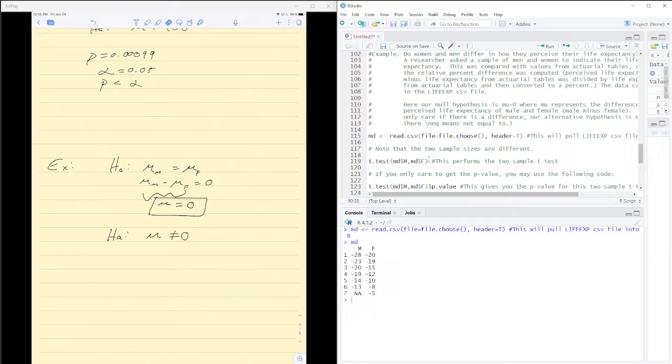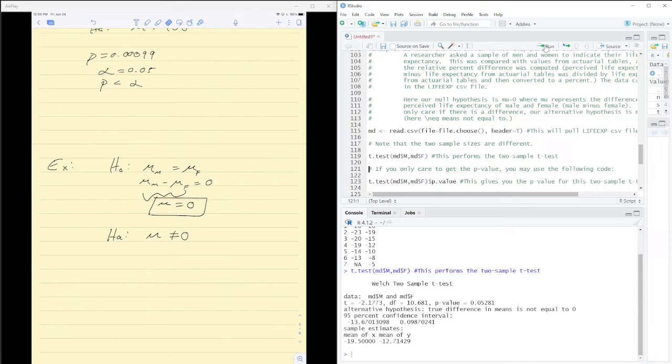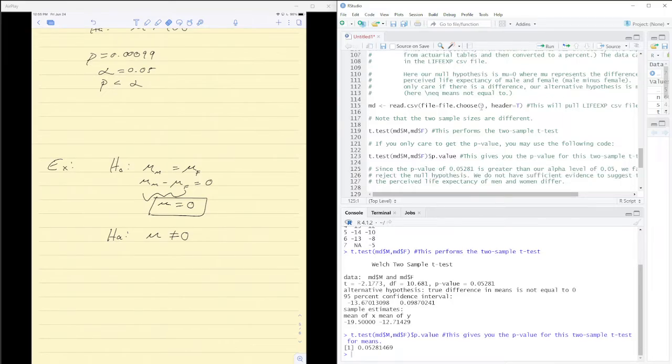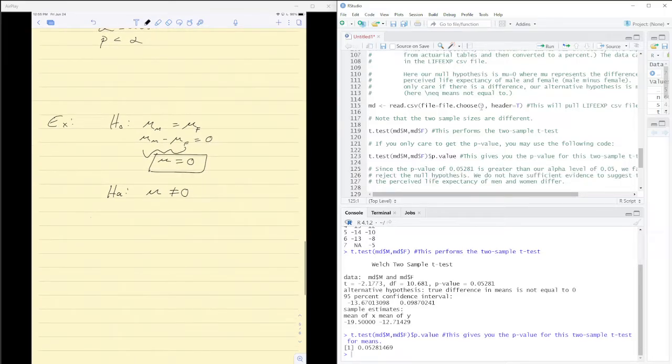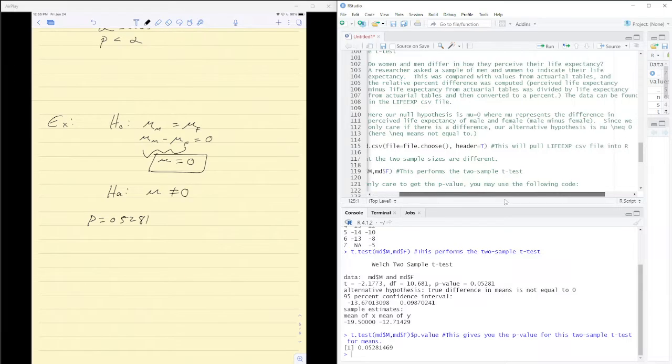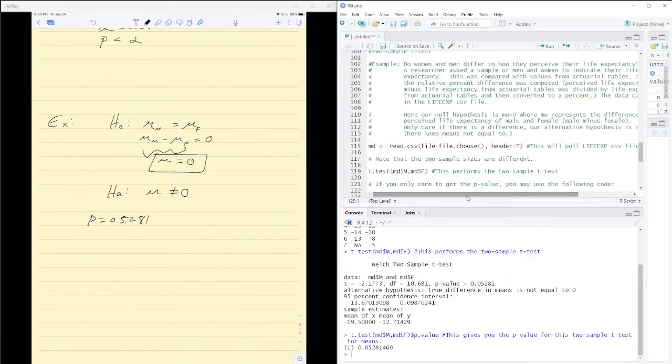So we can do t.test, and it gives you the mean of the two groups. You could also use $p.value like we have been to just get the p-value. And our p-value here is 0.05281. And your significance level, did they tell us in the problem? It looks like they did not. So you're going to assume 0.05.